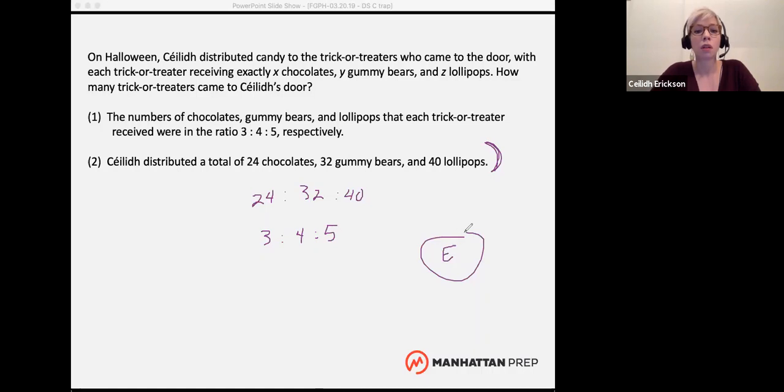So this one, a lot of people think, well, if I have a number and I have a ratio, I'll be able to solve it. But in fact, these were actually giving us the exact same piece of information when we simplified number 2. Number 2 was just a more specific version of number 1. Let's look at the next one.